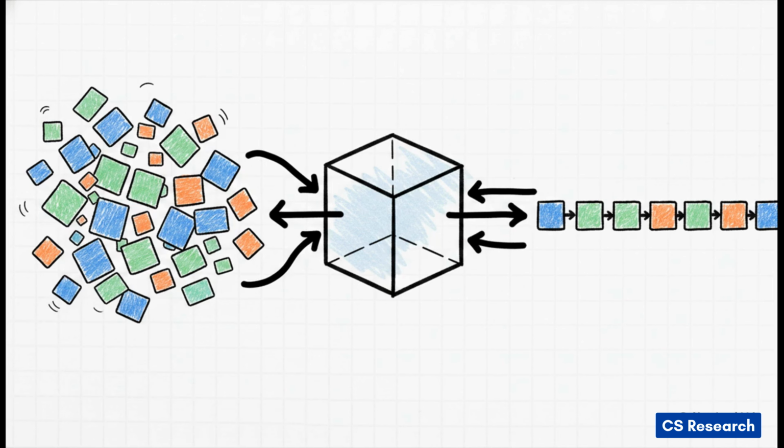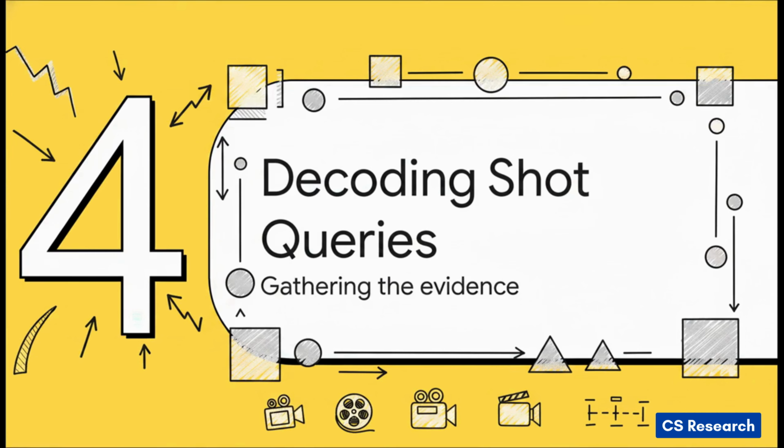So by injecting this precise 3D mathematical blueprint into the flattened video tokens, the model ensures the video retains its perfect chronological and spatial layout without getting all mixed up, no matter how long the sequence actually is. Which brings us to section 4, decoding with shot queries. This is where we gather the evidence.